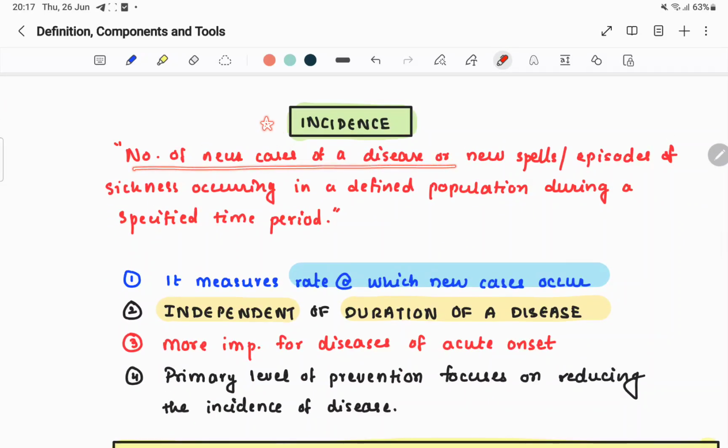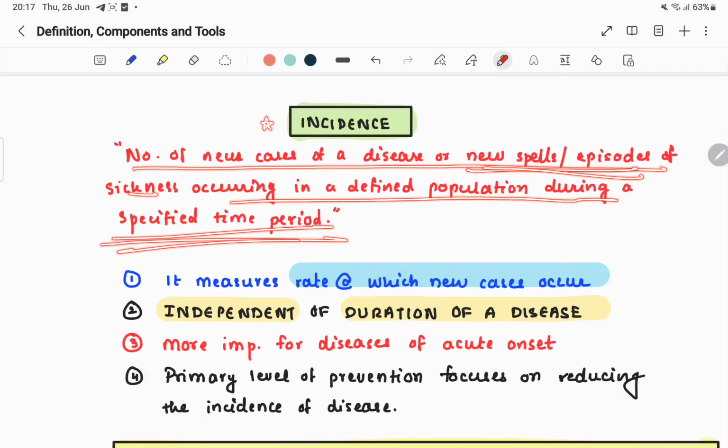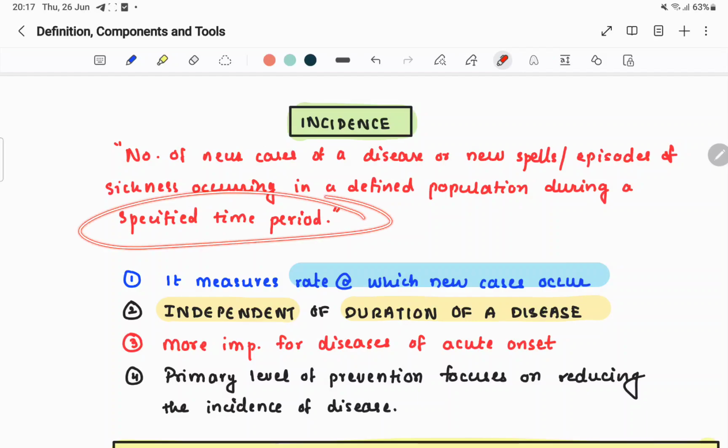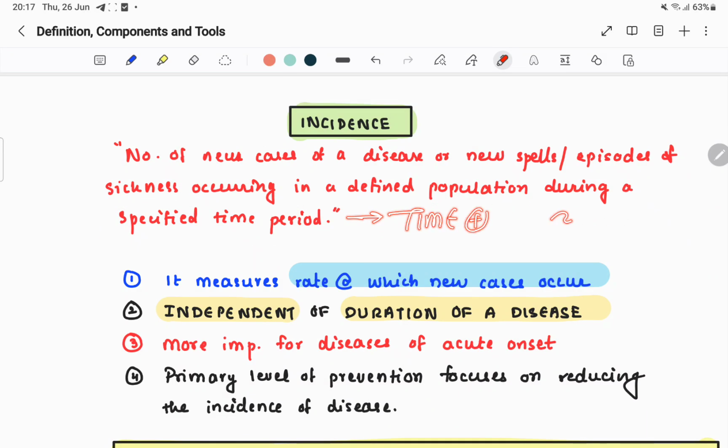Let's talk more about incidence. Number of new cases of a disease or new spells or episodes of a sickness occurring in a defined population during a specified time period. This statement is very, very important. Why? A specified time period is important because a time component is present. That means it is under which part? Rate. It is a rate, right? Because it comprises a time. So it is under rate.